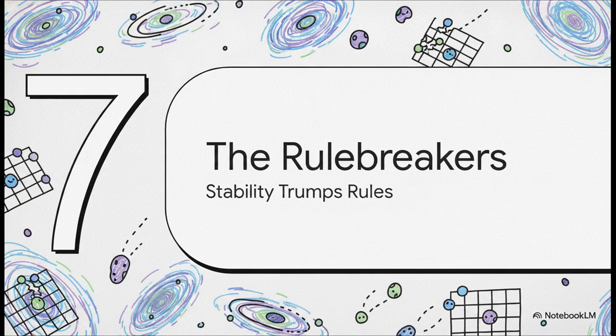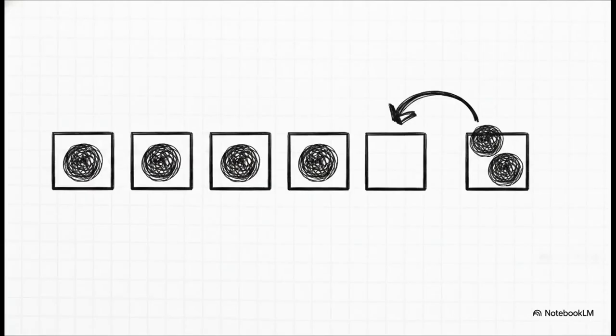But wait, Section 7, the rule breakers. When stability trumps the rules. Because nature always prioritizes balance. Take chromium and copper, for example. Based on the rules we just went over, you'd expect chromium to end its configuration with 4 electrons in the d orbital and 2 in the s.